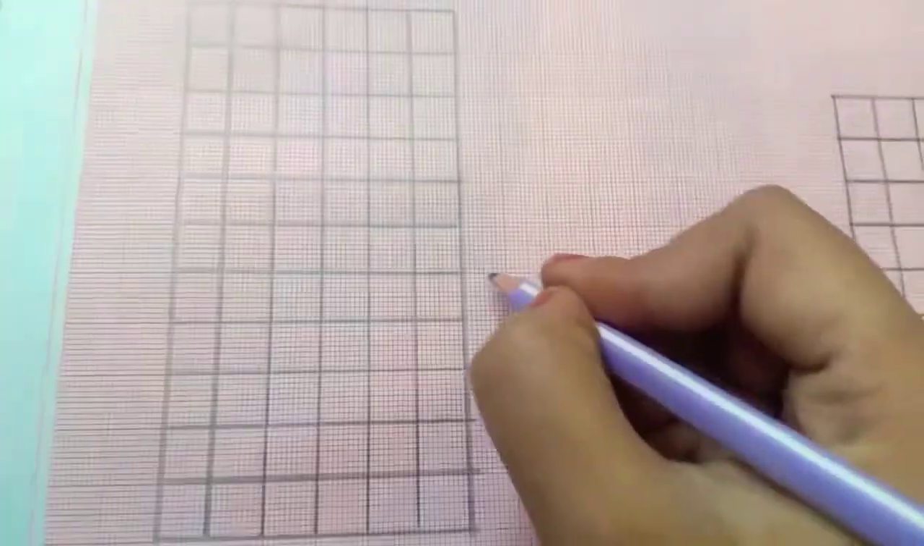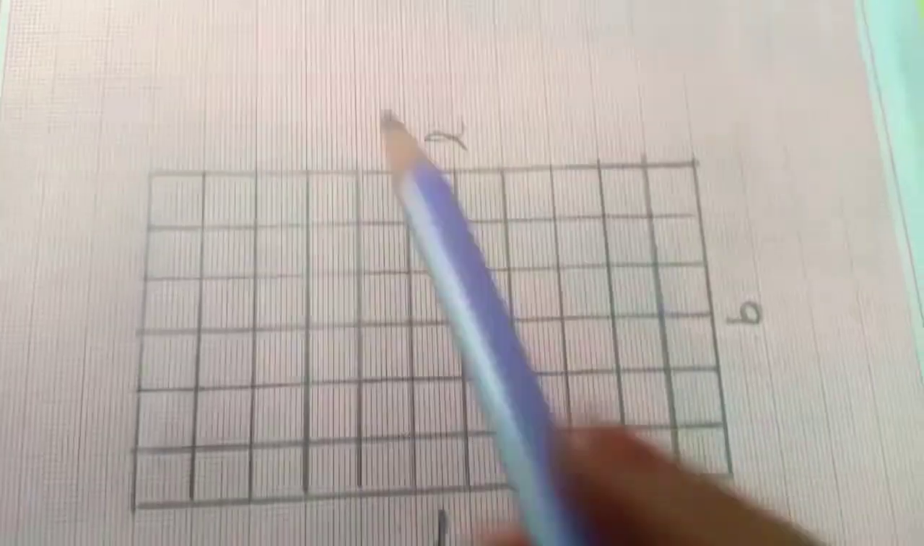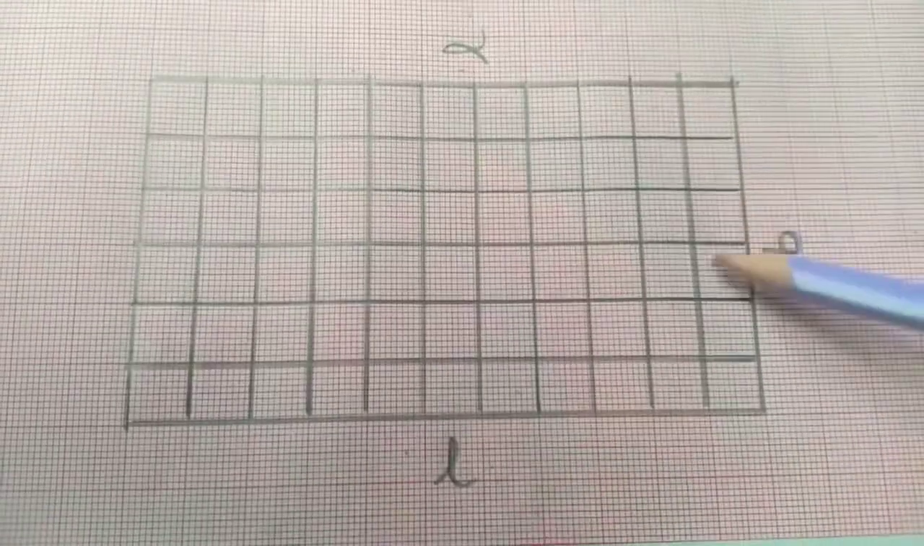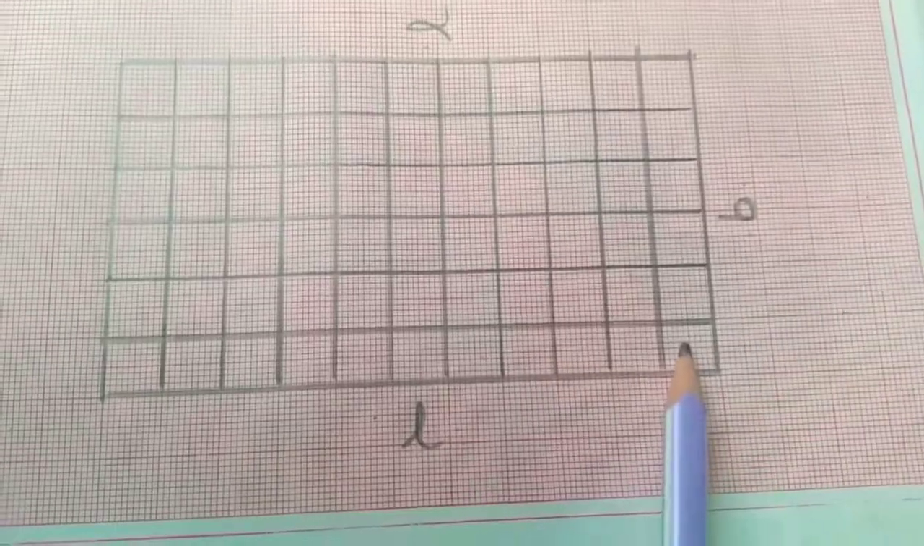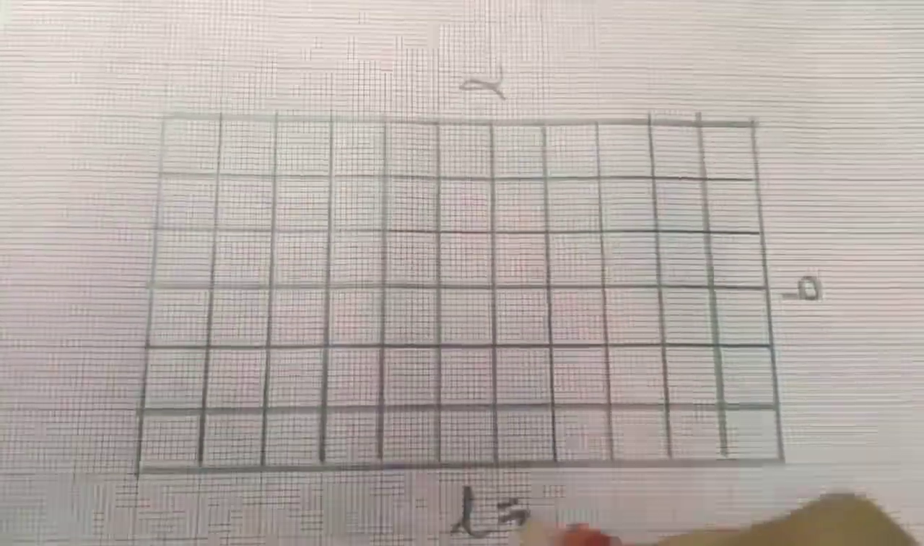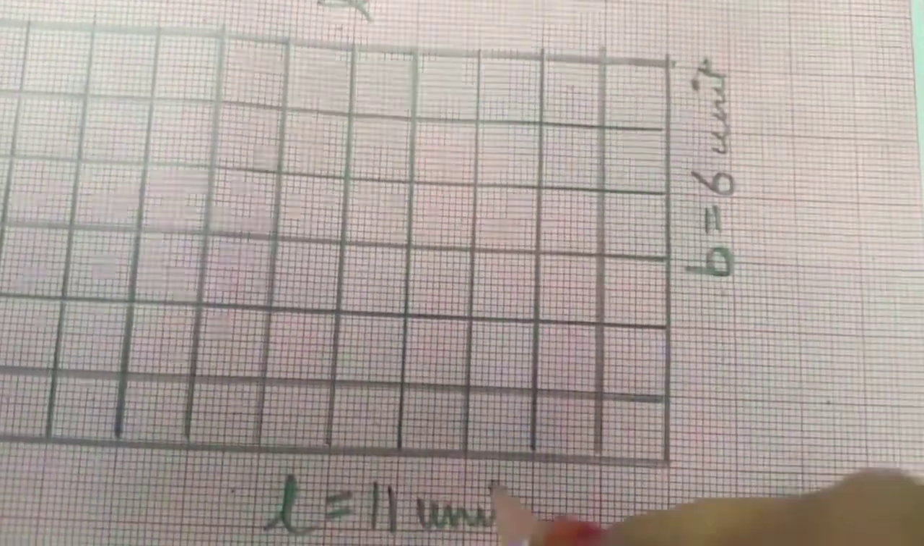Now when we talk about the rectangle here, okay, so this is the length we are talking about, and this is the breadth. Okay, this is the length and this is the breadth. If we talk about the length here, the breadth is here. Now we will be counting the boxes again. So in breadth, how many boxes are there? 1, 2, 3, 4, 5, 6. And here 1, 2, 3, 4, 5, 6, 7, 8, 9, 10, 11. So length is 11 and breadth is 6. Unit. Okay. Here also unit.